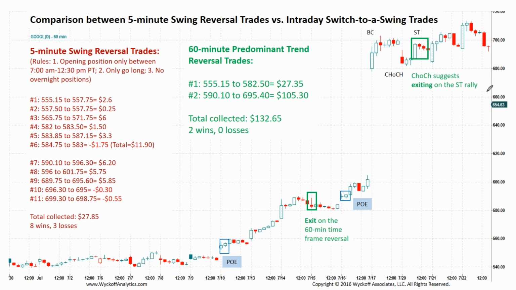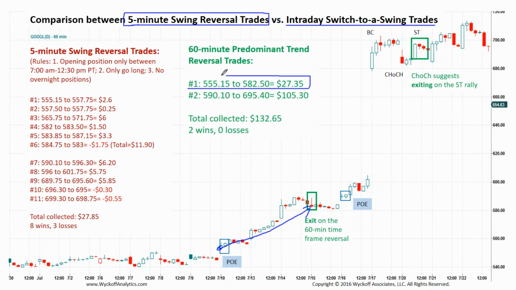I want to concentrate on the comparison between 5-minute swing reversal trades that we could have each day. Each day we could have a couple of trades that go in the direction of the uptrend, or we could intraday switch to a swing trade. So we had one switch here, and this was the trade. And we made $27.35 in points that we've collected here.